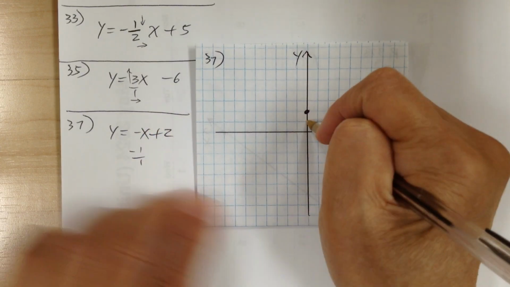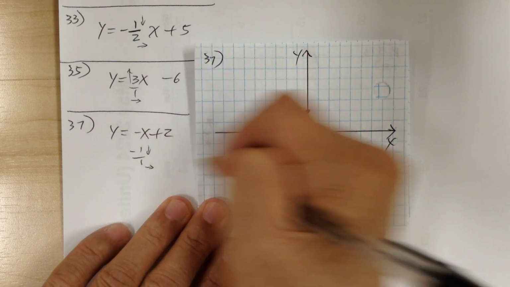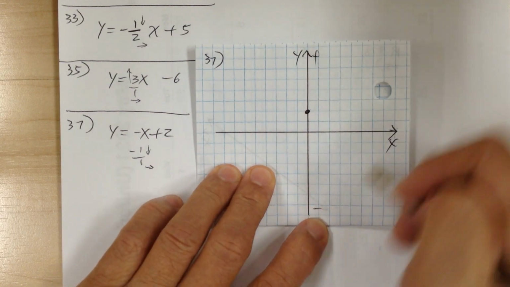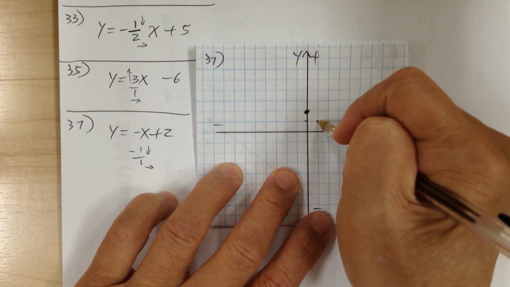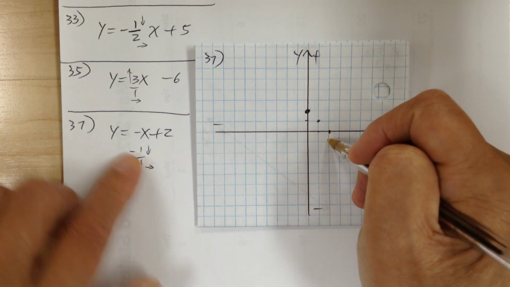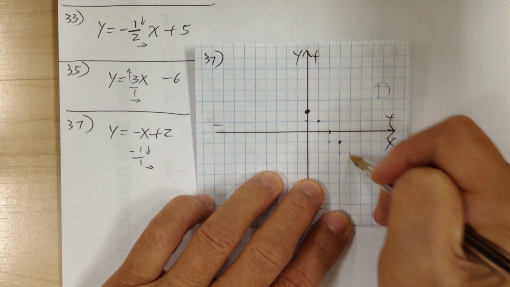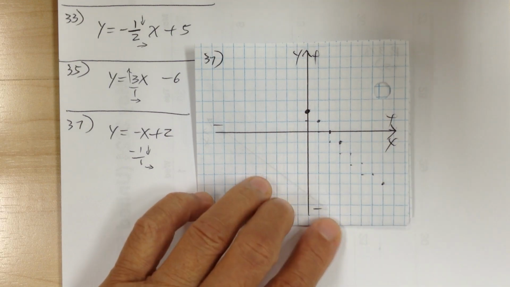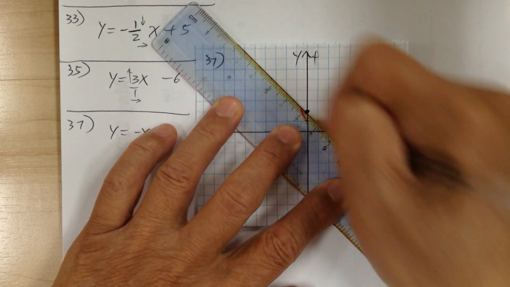It means you go down 1, right? This is for going down because it's negative, and the positive is going this way. This is positive and this is negative, and this is positive, negative. So what's your direction? You go down 1 over 1, go down 1 over 1. Repeat the pattern as many times as you want. Down 1 over 1, down 1 over 1.